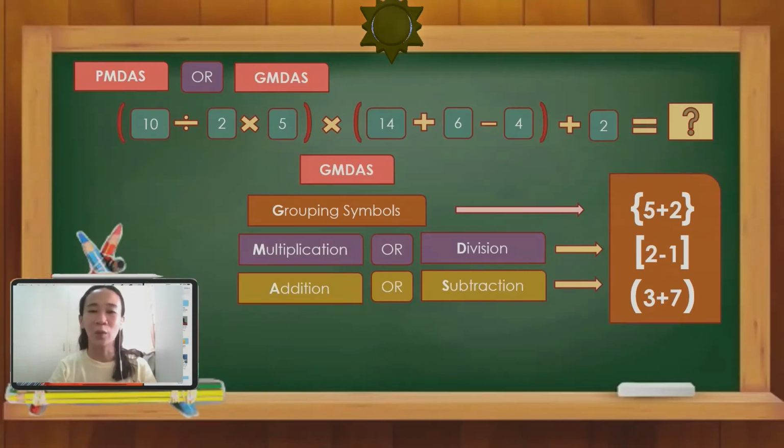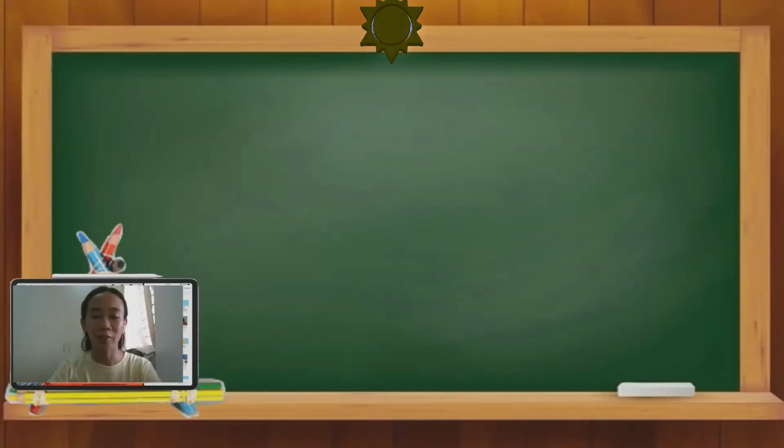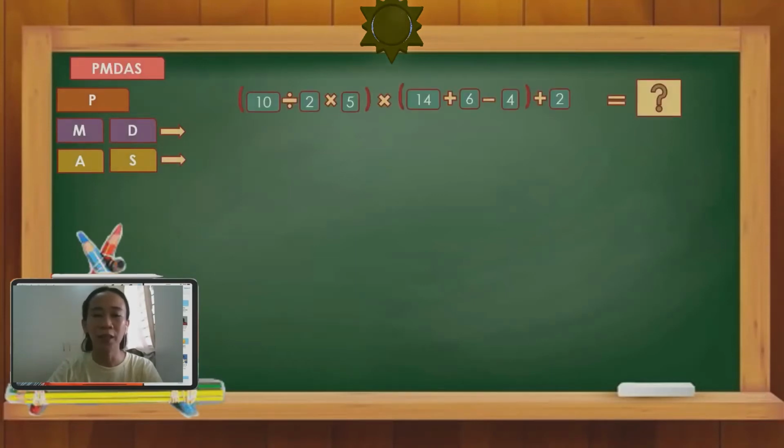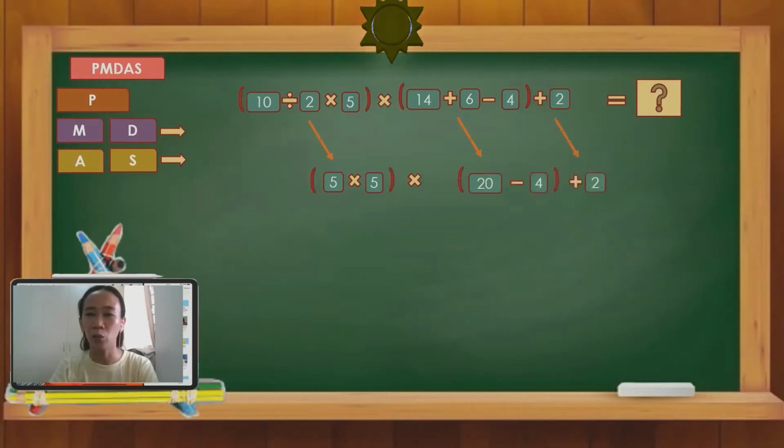Okay, let us try to solve the equation using the PMDAS or GMDAS rule. First is the parentheses. First, we're going to solve what is inside the parentheses. So that will be 10 divided by 2, which is 5, and then times 5. Another parenthesis, so that will be 14 plus 6. 14 plus 6 is 20. And then minus 4 plus 2.